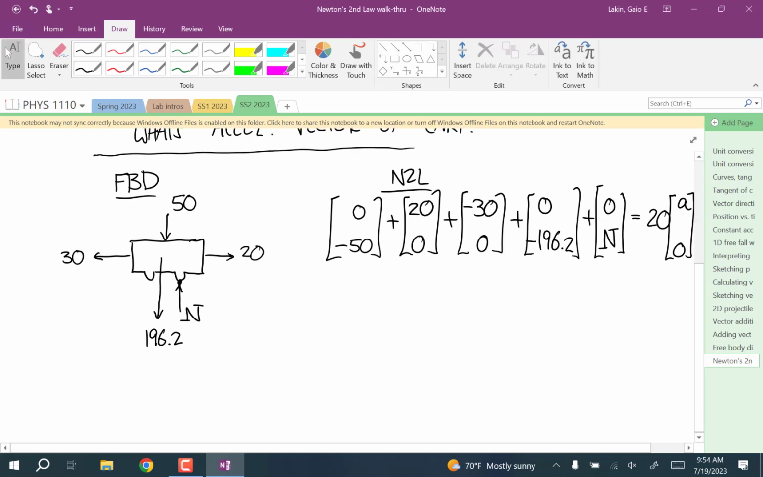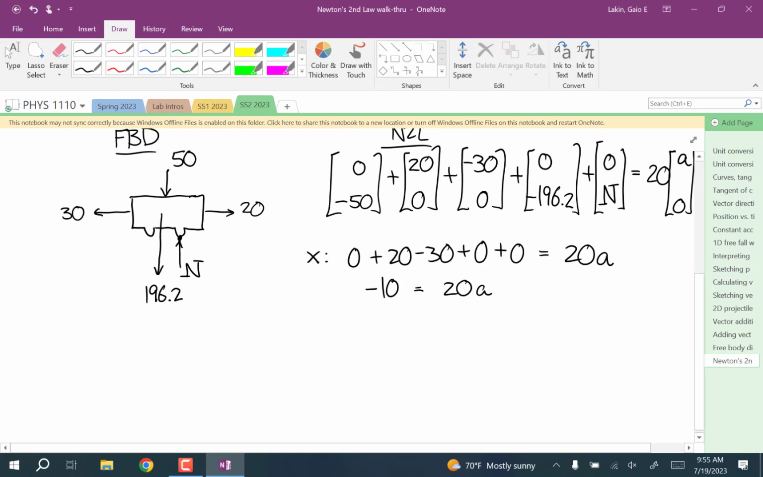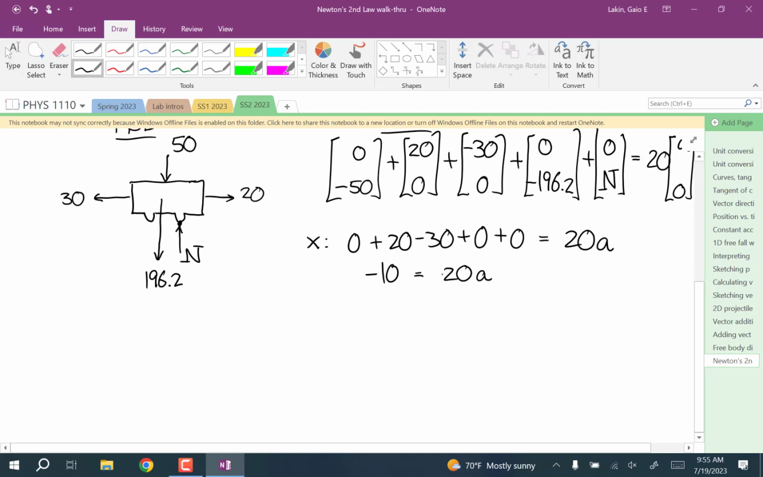Now we have two equations. The first one, the x equation, says 0 plus 20 minus 30 plus 0 plus 0 is equal to 20a. And so that says negative 10 is equal to 20a. Divide both sides by 20, and you get that a is equal to negative 0.5.